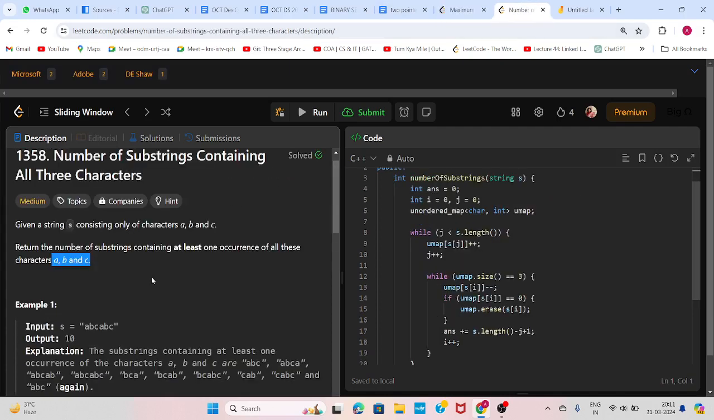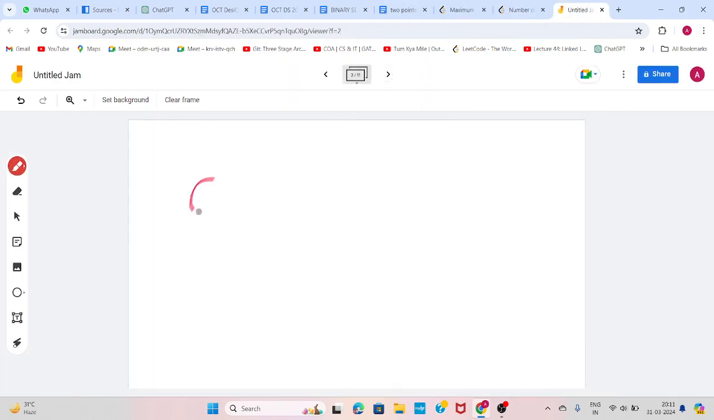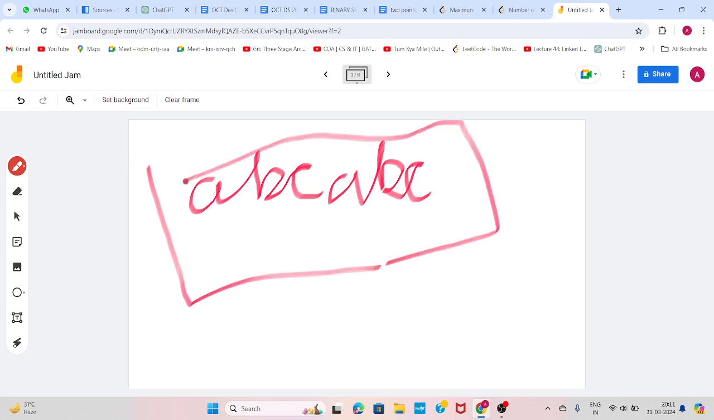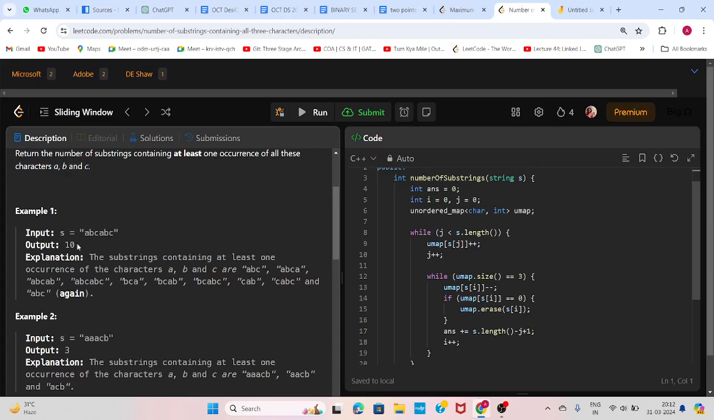So now we are given a test case: A B C A B C A B C A B C. Now what is the number of valid subarrays? Let's see how many valid ones we have. We need ABC in all of the substrings. So we have one, two, three, four, five, six, seven, eight, nine, ten. We have 10 substrings containing all three, and you can see the answer is also 10.